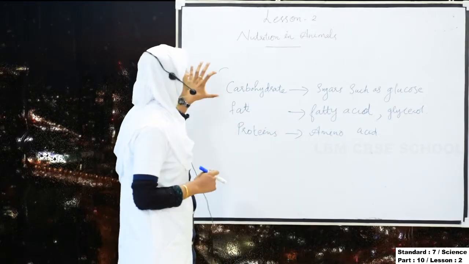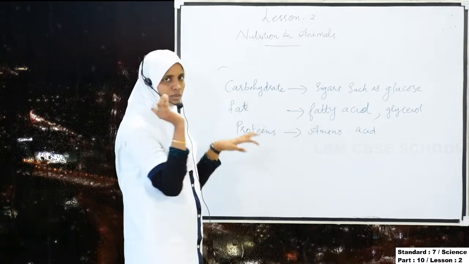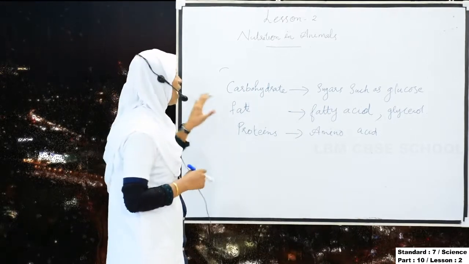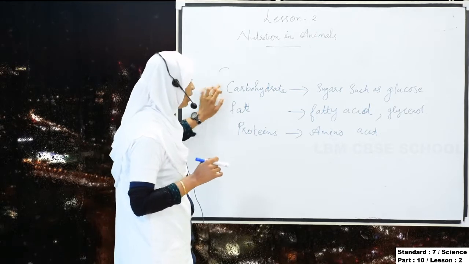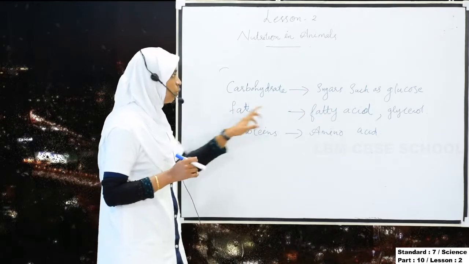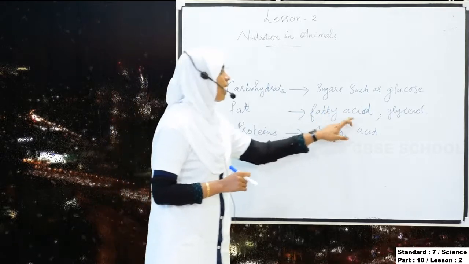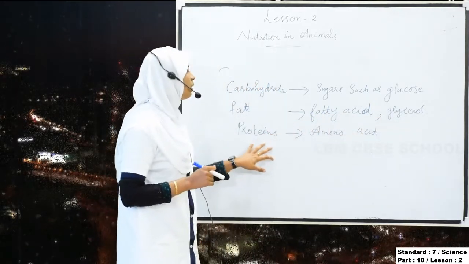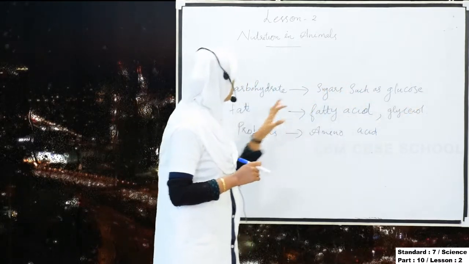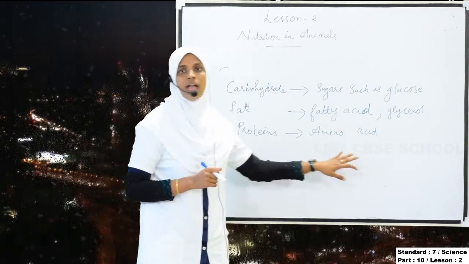Here we know that the carbohydrate is converted in the small intestine. Digestion is completed in the small intestine. In the food, the carbohydrate is converted into sugars such as glucose, the fat is converted into fatty acid and glycerol, and the protein is converted into amino acid.